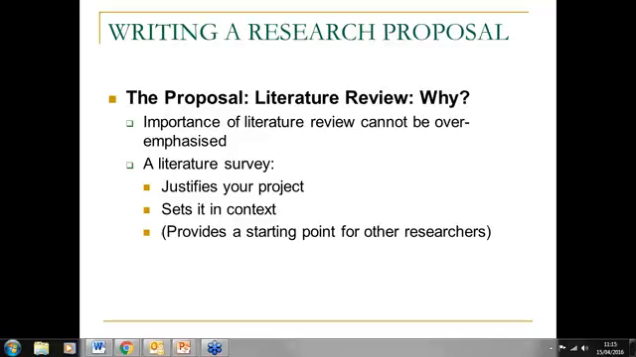Okay, so the literature review, why is it so important? As I said before, it cannot be overemphasized because it justifies your project. It puts it in the context of the research that already exists, and it provides a starting point. So it is incredibly important for you to clearly articulate why your particular research topic, because at this point all you've done is outline your topic and your background, is so important. It's so significant at this particular point in time.